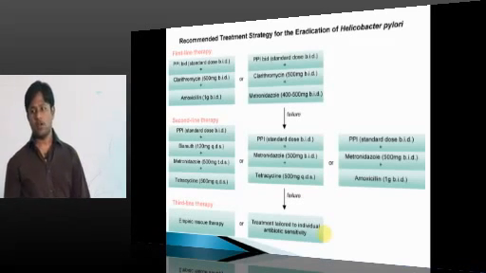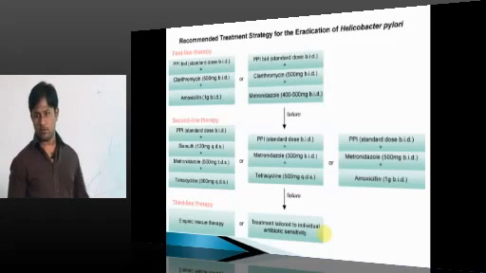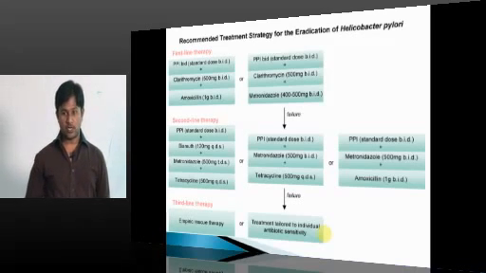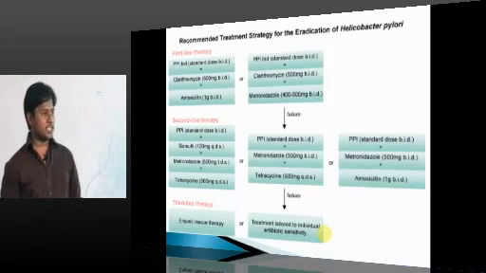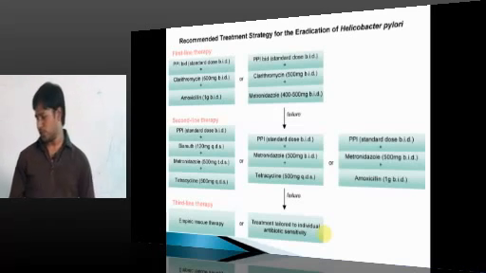Even if it is not possible to treat, then you try different antibiotics according to the culture. Okay, take a culture of H. pylori and then do antibiotic sensitivity.